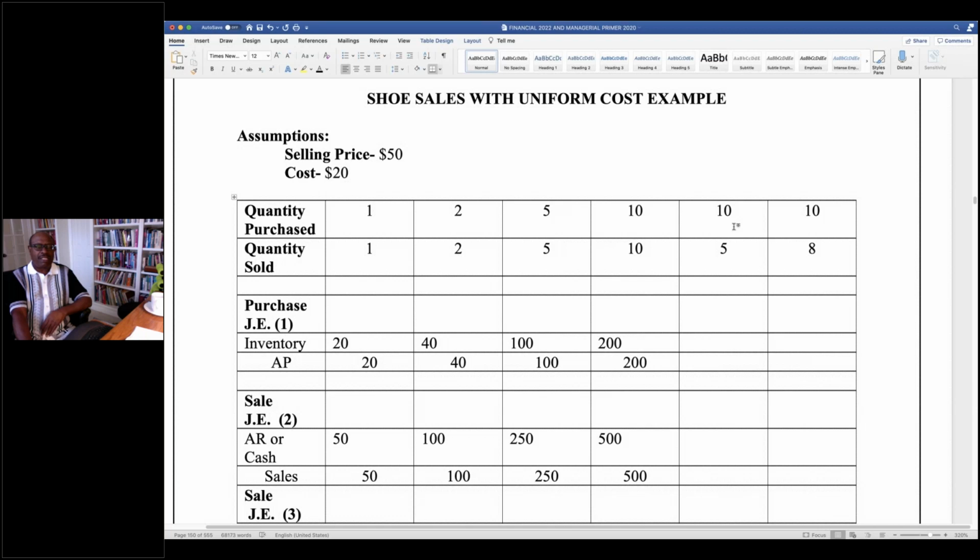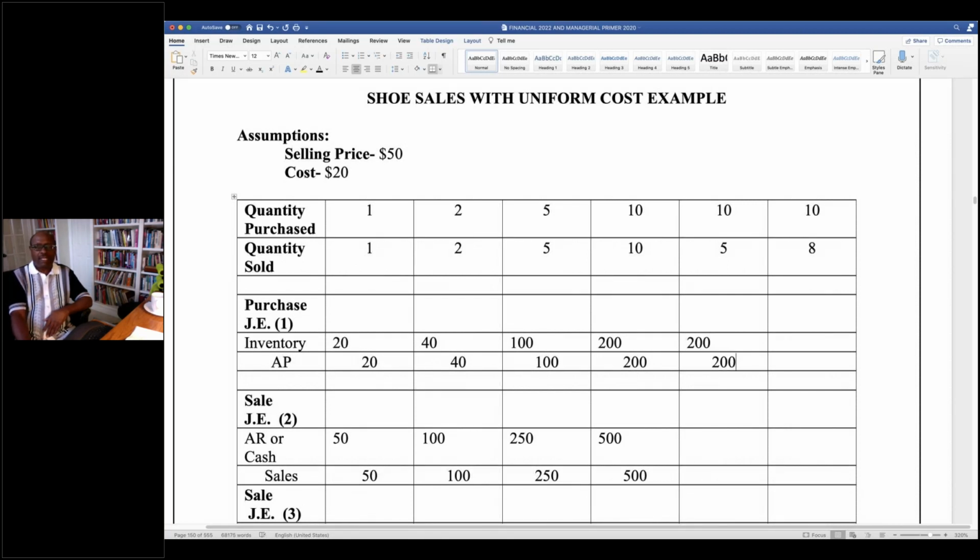So let's just say now we have to have extra shoes and everything. So we buy 10 pairs of shoes, but we only sell 5. And that's how businesses typically run. They don't sell everything right away. So if we buy 10 pairs of shoes, how much are we paying? 200. Still.